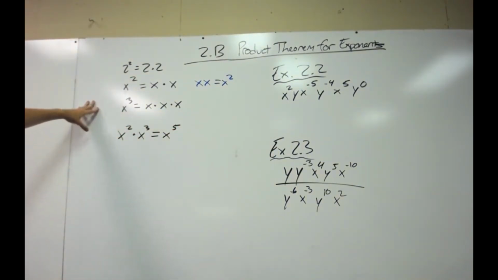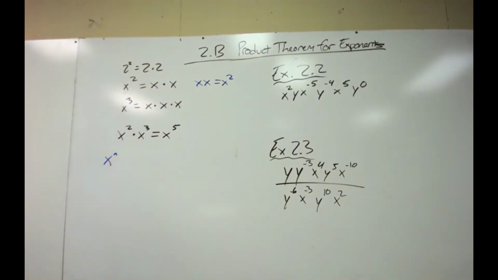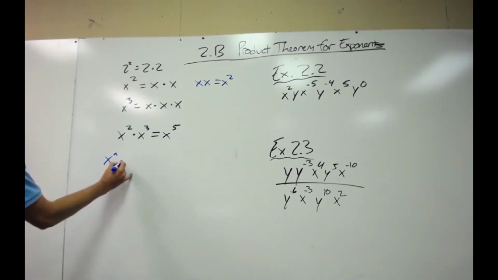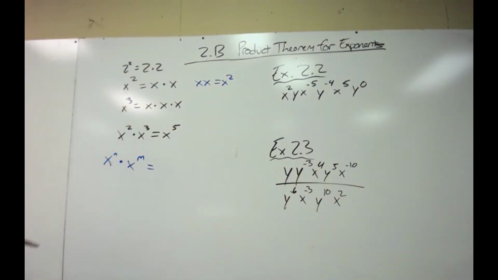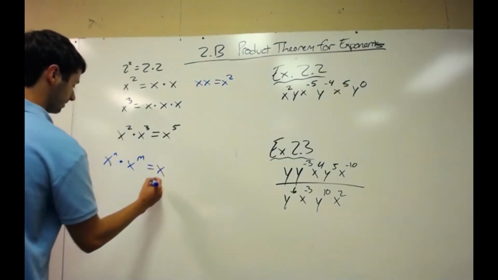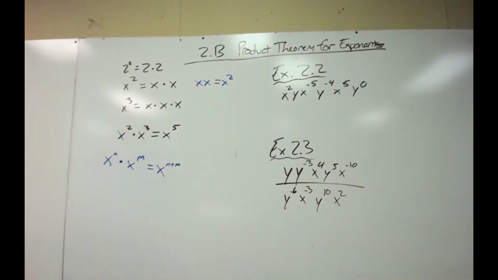Now, the product theorem for exponents is this. X to the n power, is what we'll say right now, multiplied by x to the m power. If you have two of the same variables being multiplied, but with different exponents, then the solution is x to the power of the sum of the exponents. That is the product theorem. Now, the m and the n may look confusing. Let's use number values.